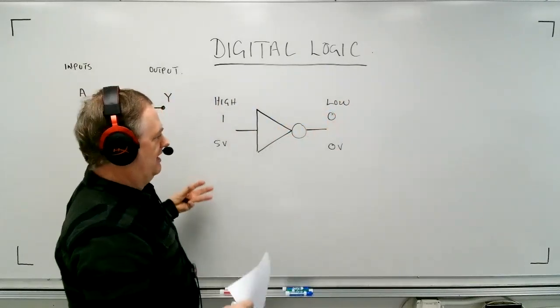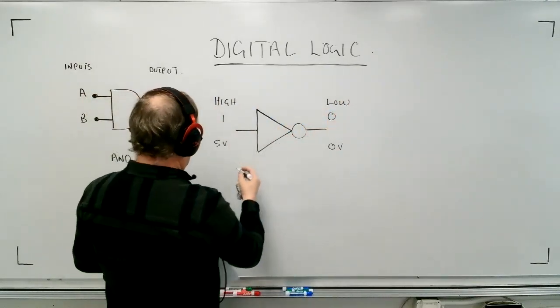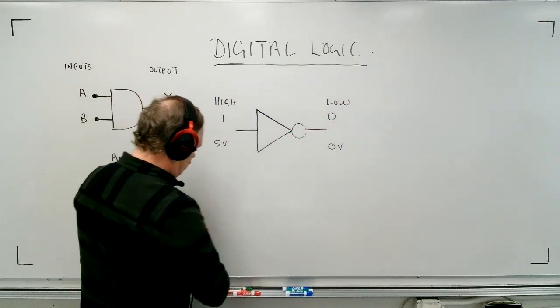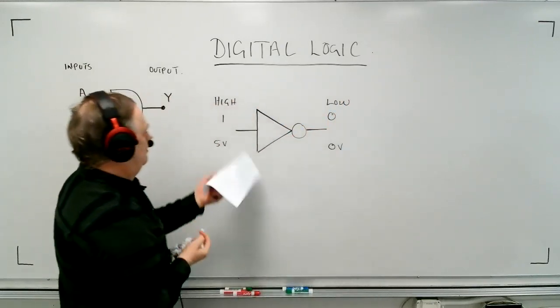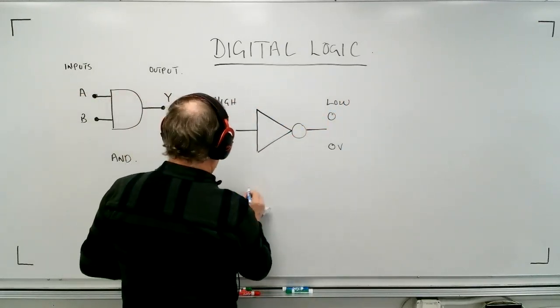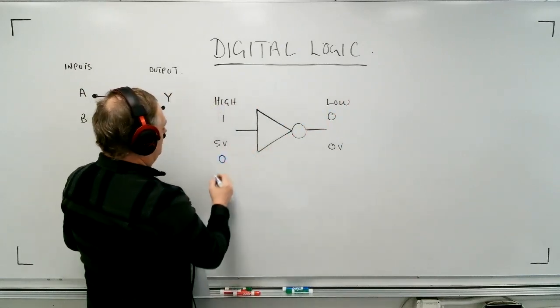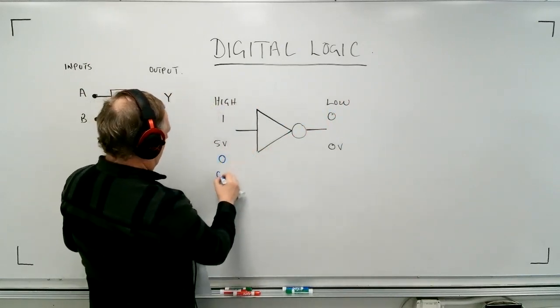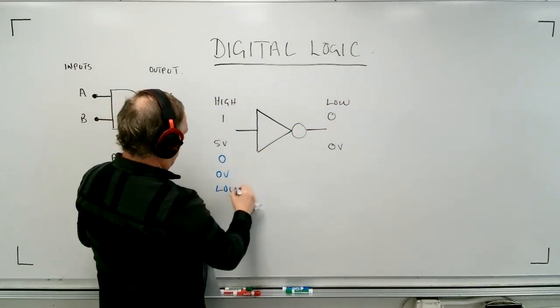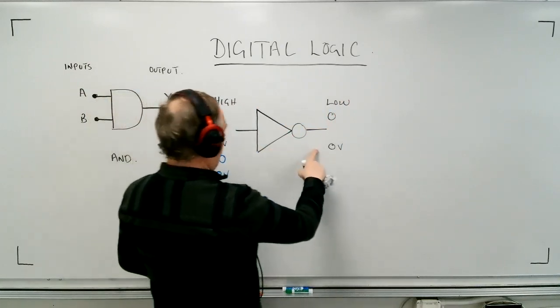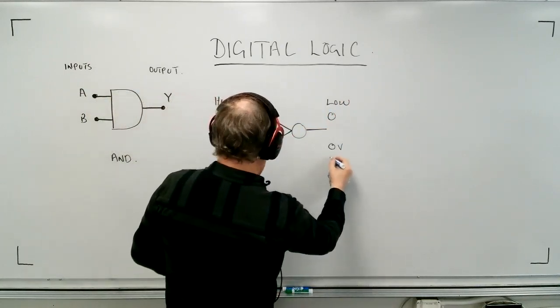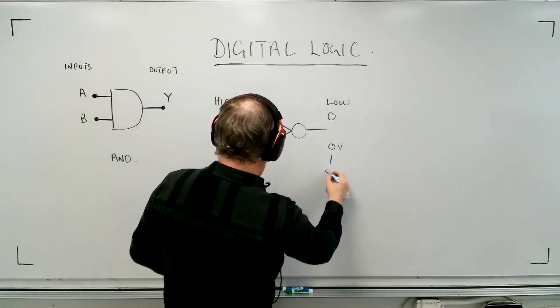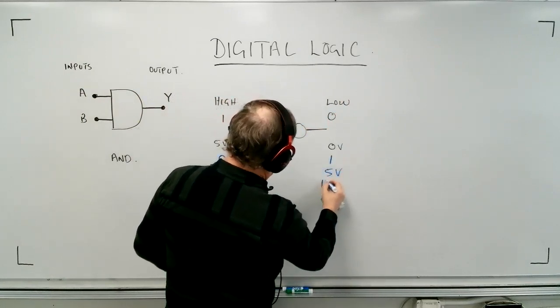So when you put in a high, you get out a low. Now we can kind of picture that. That's not bad. But what about this condition? When we put in a 0, which is 0 volts, we call this low. Guess what happens over here? We get a 1, which is 5 volts, and we call it a high.